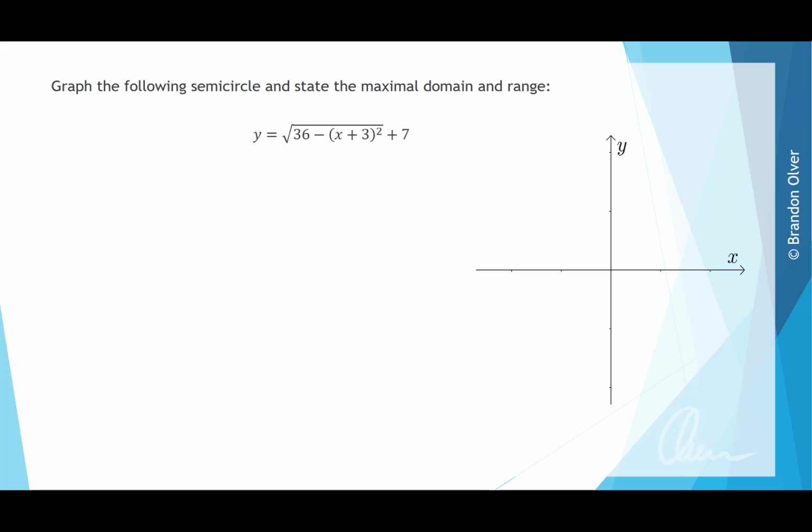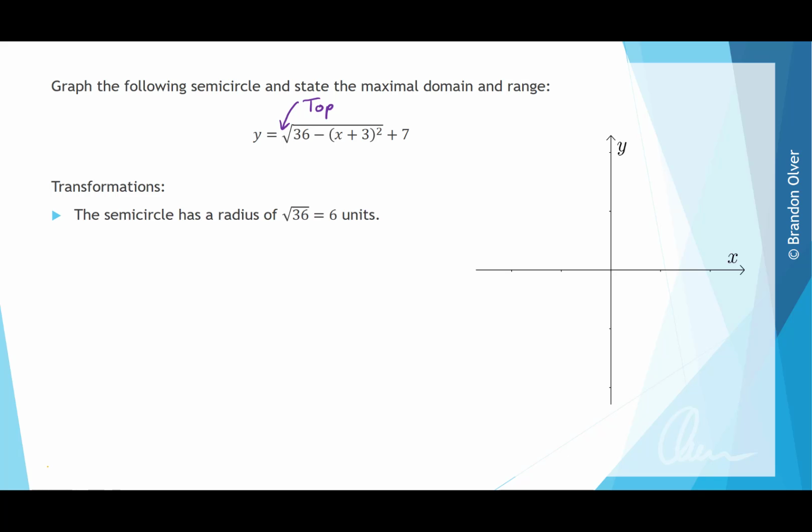Graph the following semicircle and state the maximal domain and range. So if we have a look at the rule, we can see that as there's no negative sign out the front of this square root, this is going to be the top part of our circle that sits alongside the x-axis. We can now have a look at the transformations that have occurred to this semicircle.